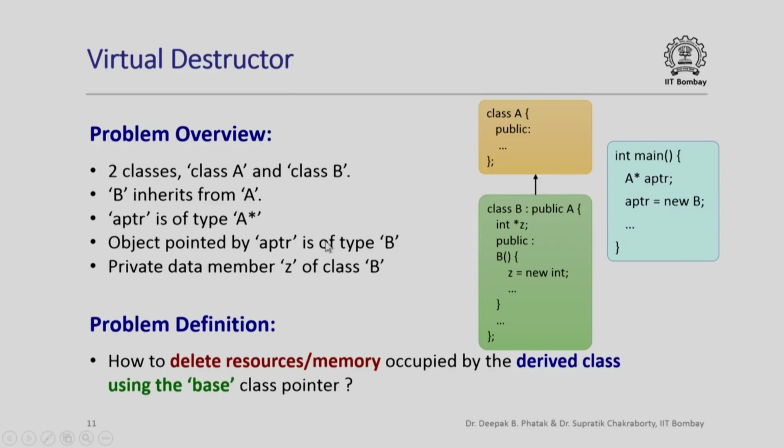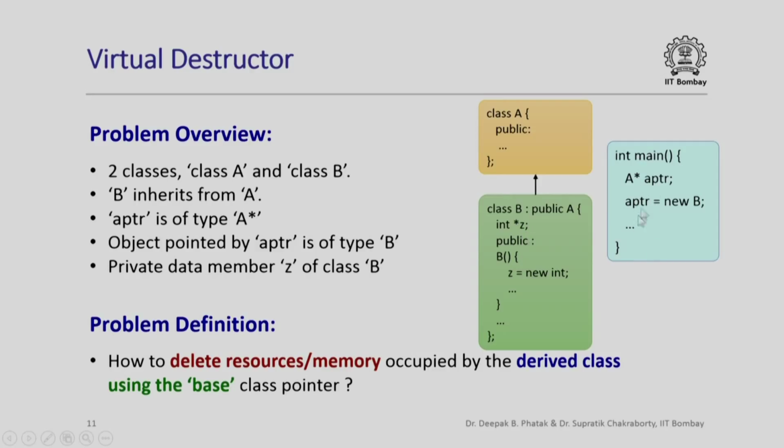Now, having seen a little bit about polymorphism and virtual functions, let us consider an interesting situation as depicted in this slide. Here I have a class A where everything is public, and class B is derived from class A, which is indicated by this arrow going from class B to class A. Inside class B, I have a private data member Z whose type is an integer pointer, and this is the constructor for the class B. Inside the constructor I allocate memory for a new integer and I store the address of the newly allocated integer in this private data member Z.